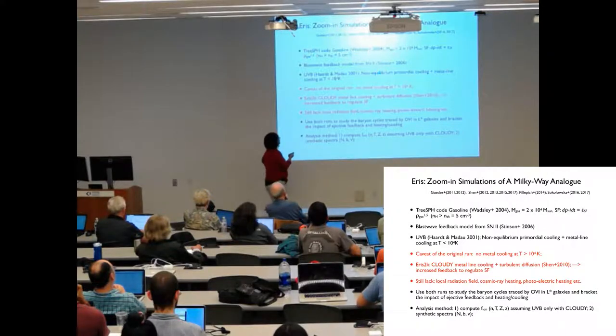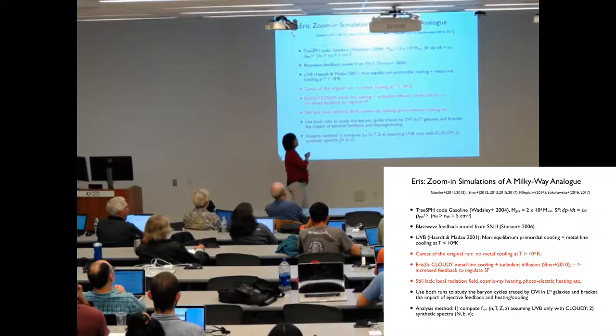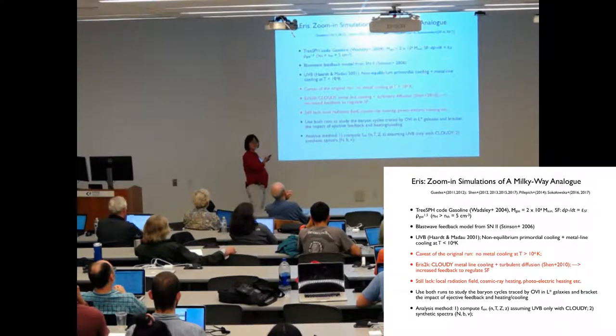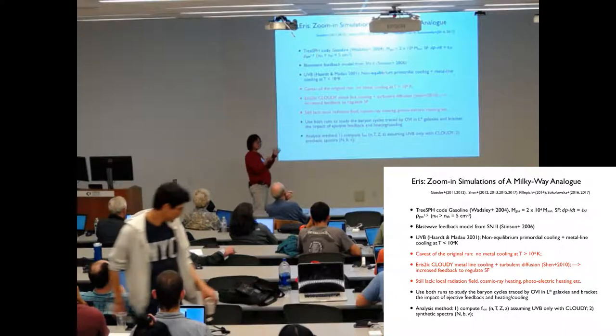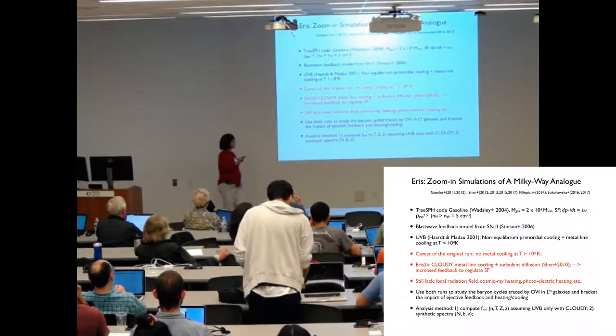Now, one of the caveats of the original ARIS run, which is very relevant to a study like oxygen 6, is that it lacks the metal cooling at temperatures larger than 10 to the 4 K. So at 10 to the 4 K or beyond it is primordial cooling, which means the cooling rate can be a factor of a few less than it should be, a factor of a few according to the metallicity of the CGM gas.